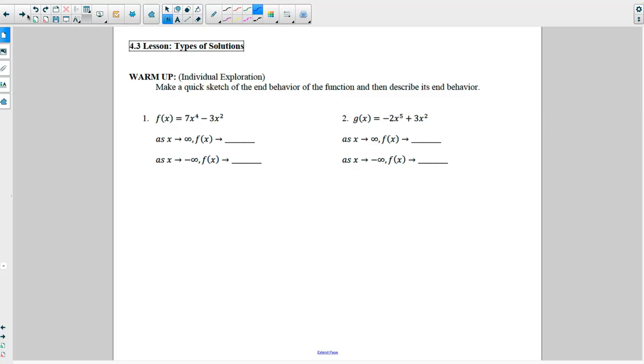But first, you have your warm-up problem. Try to tackle that. If you want to draw a picture, do that. Just put a little grid right there. Put your end behavior and then answer that. If you don't want to draw the grid, that's fine. But see if you can answer these two problems. I'll give you about 2 minutes.